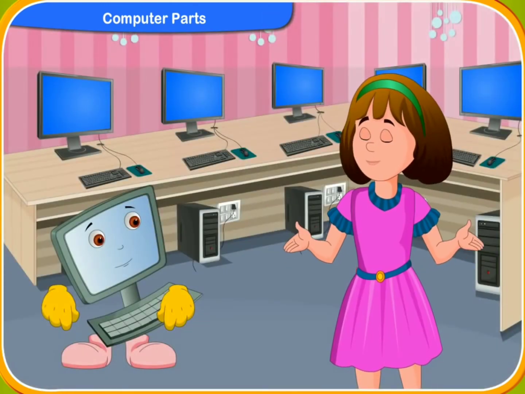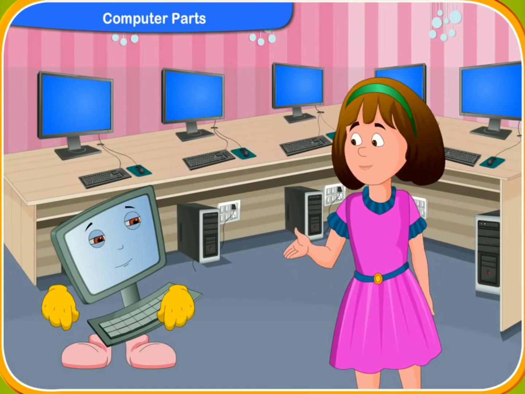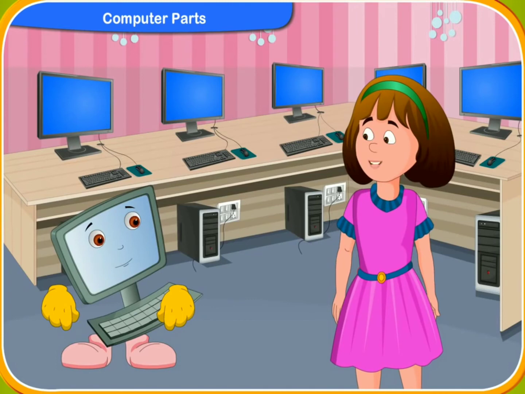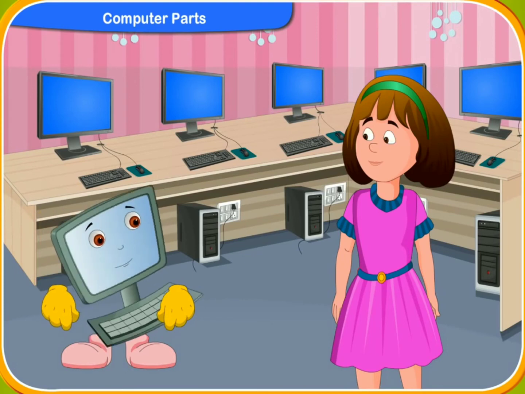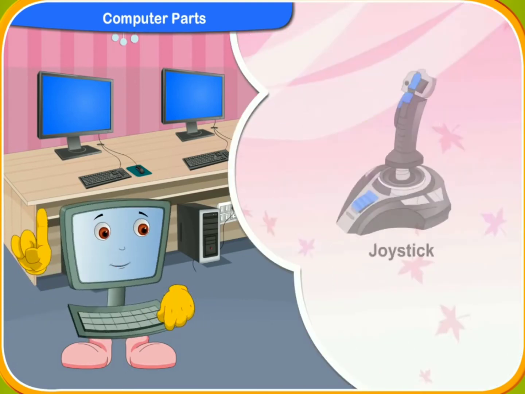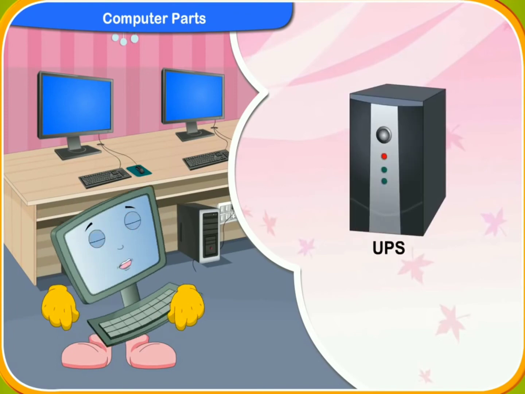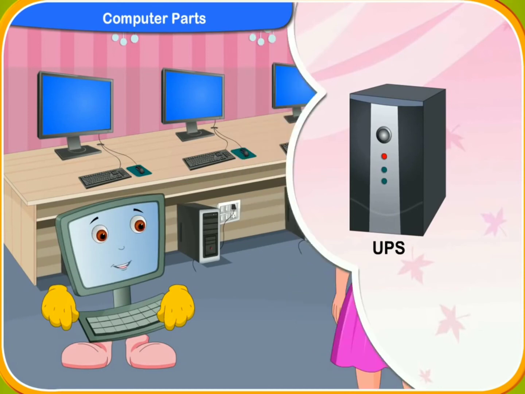I have seen Uncle Ravi's computer. He has lots of other things attached to the computer besides the mouse, keyboard or the CPU. What are those, Clicko? Yes, Renny. You can add other parts to a computer if you require. Some of them are speakers, printers, joysticks and UPS. These parts are called a computer's peripheral devices.